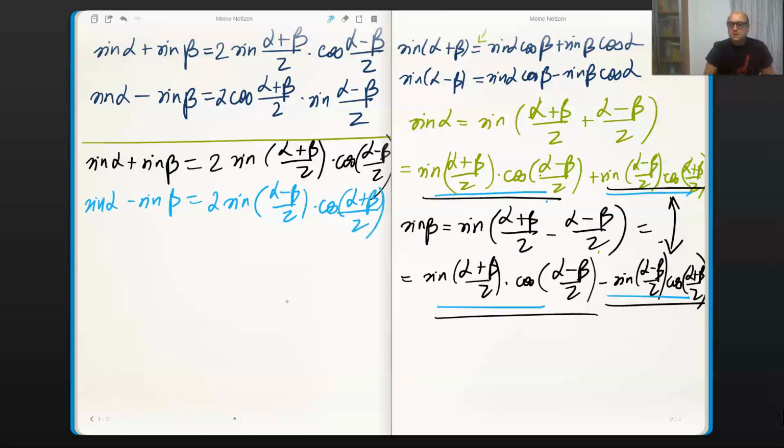So that's it. These are the 4 formulas, considering cosine plus cosine and cosine minus cosine, now 2 with sines. And, well, they're pretty useful, as you can see in a few of our next videos in the future.